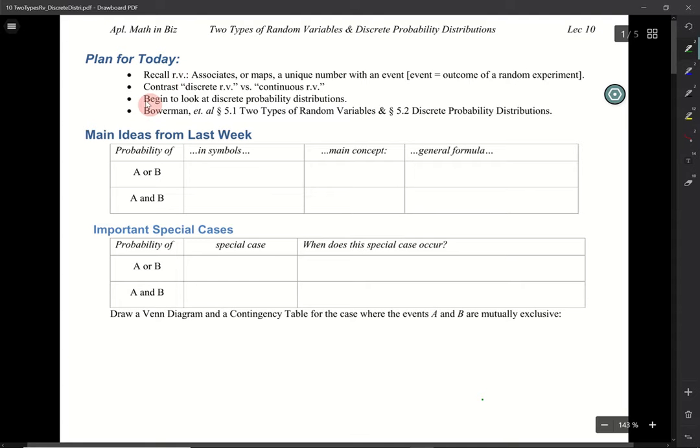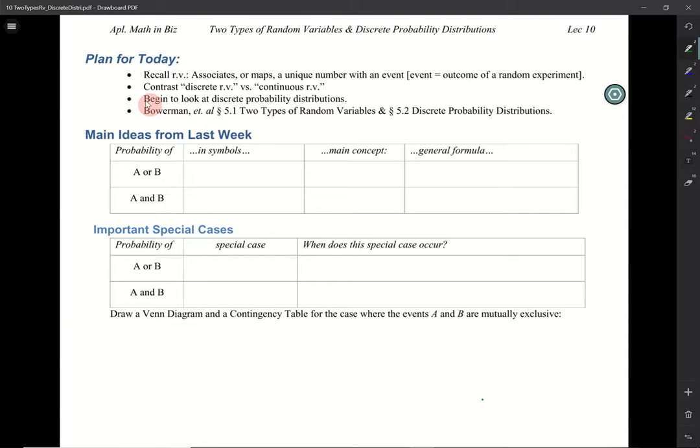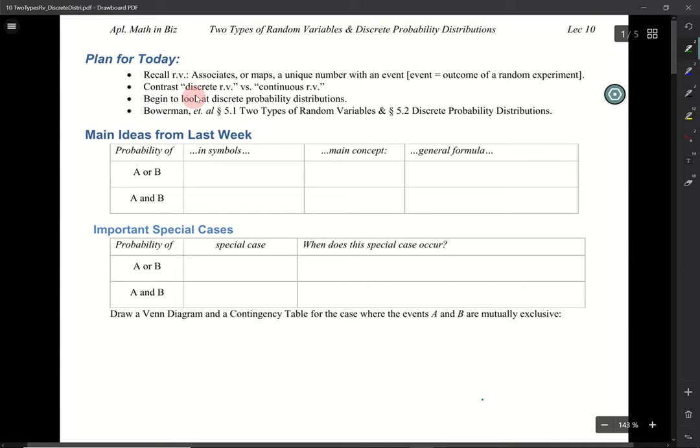And then we also looked at probabilities on events. Now we want to look at basically probabilities on the random variables, on the values of the random variable. Okay, and we're basically somewhere between section 1 and section 2 of 5.1 and 5.2 in the book.